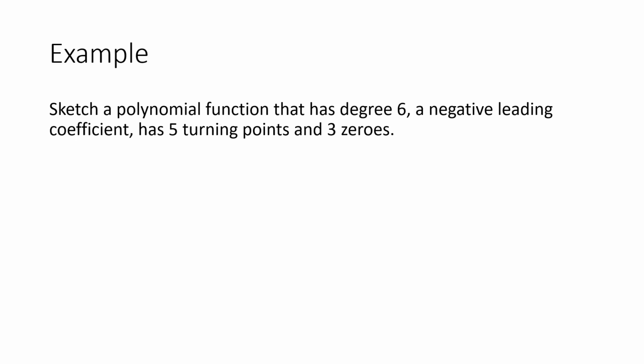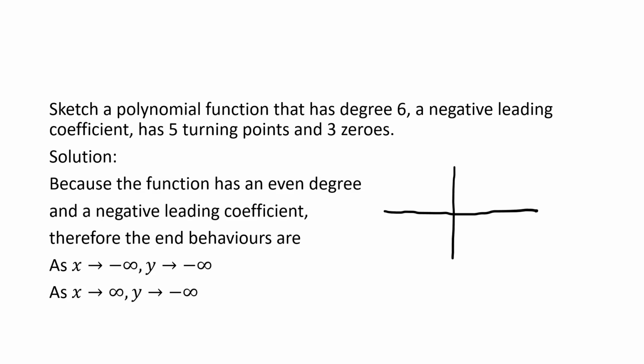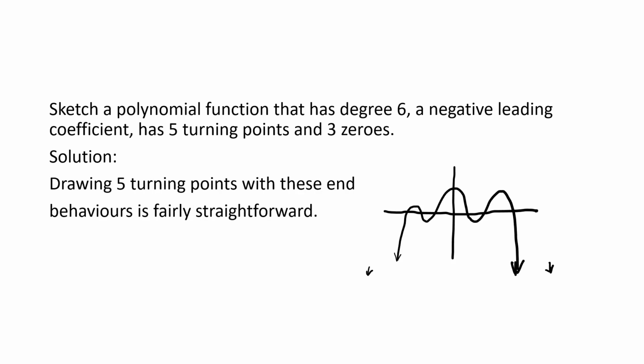Let's sketch a polynomial function with a degree of 6, a negative leading coefficient, and 5 turning points and 3 zeros. Okay, well, we have an even degree and a negative leading coefficient, so we know that our end behaviors are going to be in quadrant 3 and quadrant 4. In graphing this curve, we are going to start by putting the end behaviors down first. Now, if we have 5 turning points, we could draw the curve like this. We have 1, 2, 3, 4, 5 turning points.